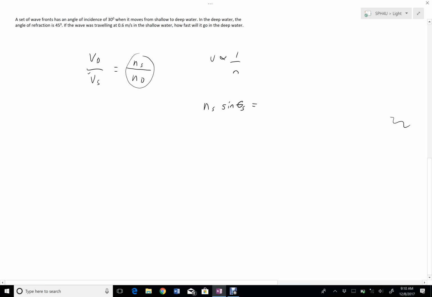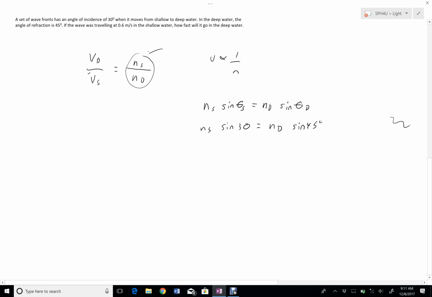Refractive index in the shallow times sine of the angle in the shallow is equal to the refractive index in the deep times the sine of the angle in the deep. It says when it moves from shallow to deep. So 30 degrees is in the shallow water. And then it says that the angle changes to 45 degrees. So that's the angle in the deep water.